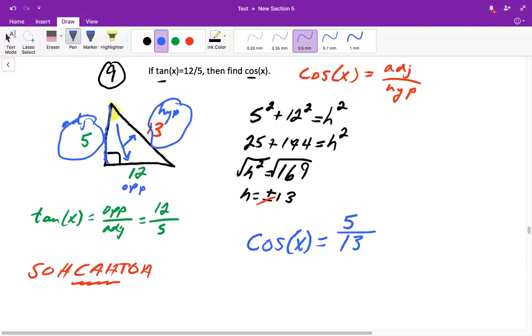So once we're given one of our trig ratios, in this case tangent, we can go ahead and create a right triangle and solve for the rest of our trig ratios by just filling in what we know and solving for the unknown using the Pythagorean theorem. All right, on to the next question.